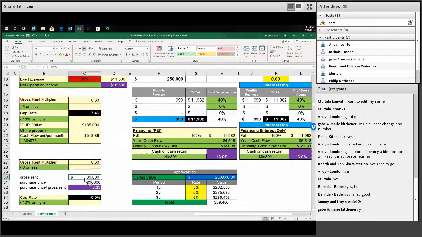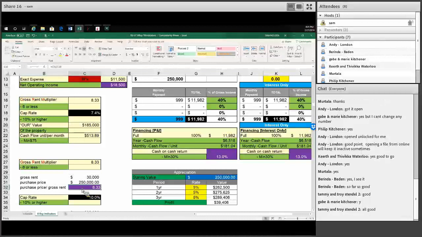So again, what this is telling us is, if I look at just gross rents, no expenses, how many years will it take me to get my initial investment, the purchase price, back? Everybody see that? So it's basically saying it'll take you 8.33 years to get your money back. So 30,000 times 8.33 will give me 250,000. Does that make sense to everybody?